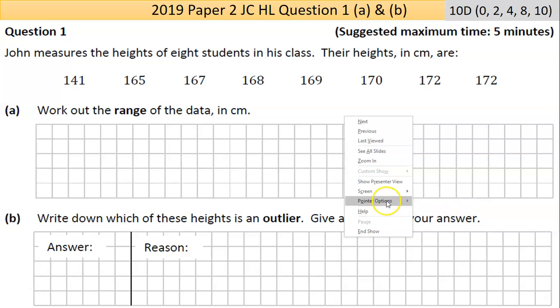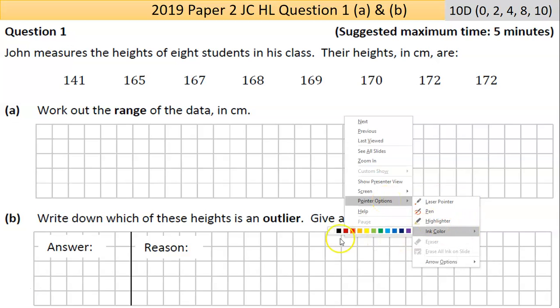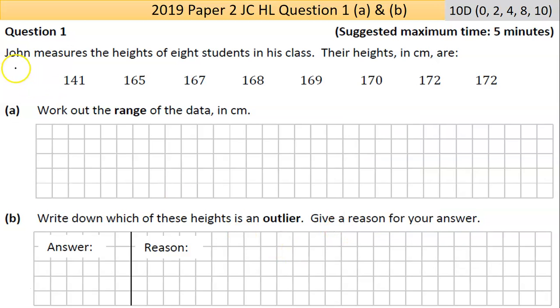This question 1 here, now part A and B are marked together and they're worth 10 marks, so it's a decent number of marks. It's statistics. John measures the heights of 8 students in his class. Their heights in centimeters are given there. Now it's an unordered data list. The smart thing to do first is just rearrange it to increasing size. Now we don't actually need that for this first part.